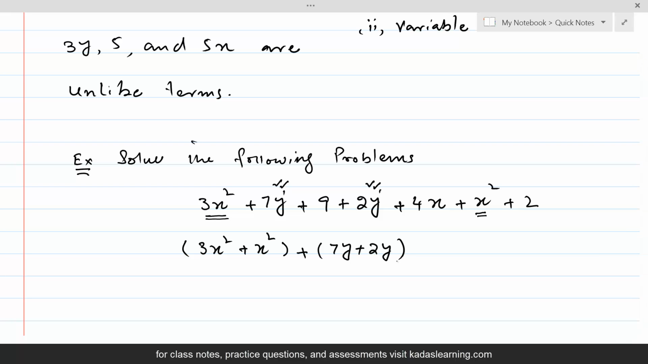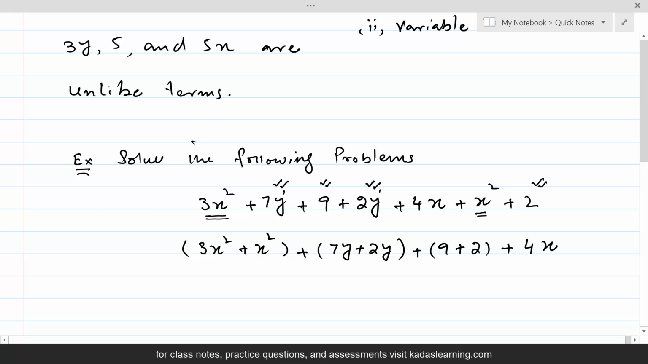And now, is there another term like 9? This is called a constant term. Its degree is 0. So plus 9 and 2 is another constant. That's why 9 and 2 are like terms and they can be grouped together again. And now the only term left is 4x, which is unlike any other term. That's why it must be written separate.